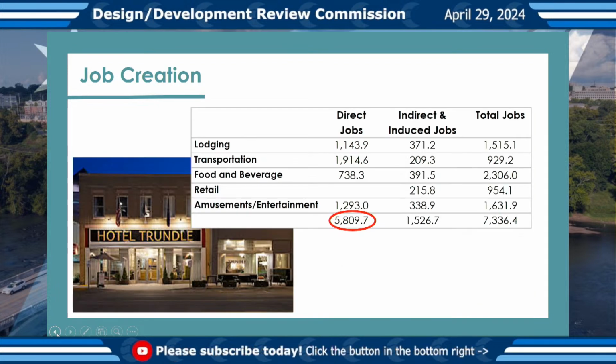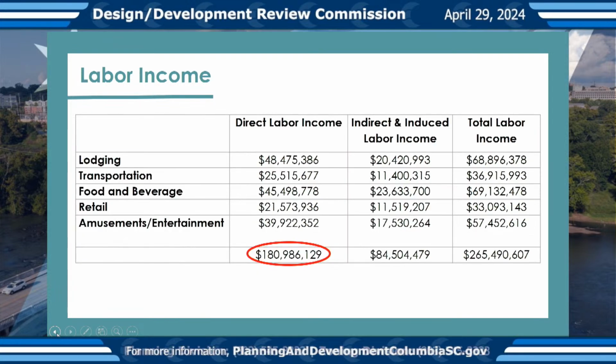Job creation has been a really interesting bit of this too. So heritage tourism creates almost 6,000 direct jobs, which are actually like the people who wait on you, let's say, versus indirect jobs, which might be the people who deliver goods to the restaurant. But they do generate a total of over 7,000 jobs a year. And then labor income is over 180,000 generated. And for a total labor income, including direct and indirect labor, of over 265,000.